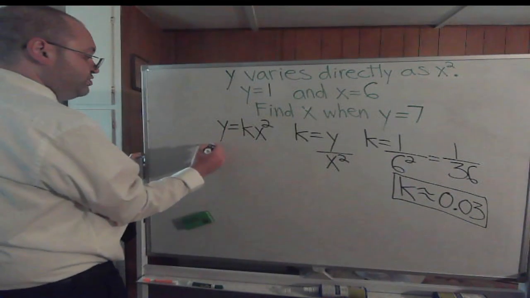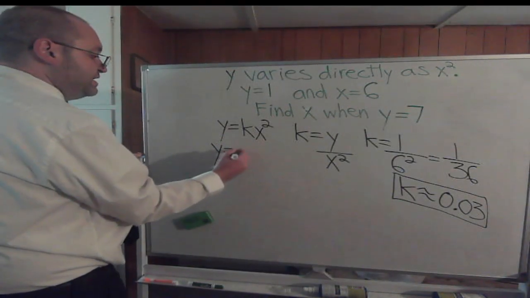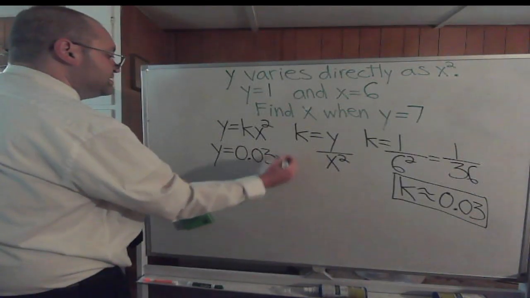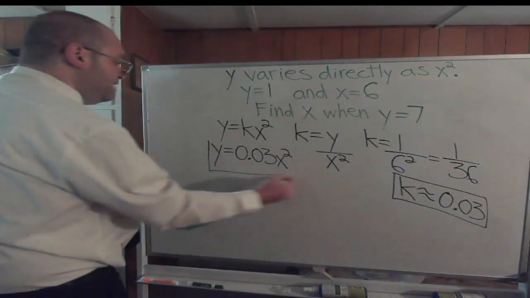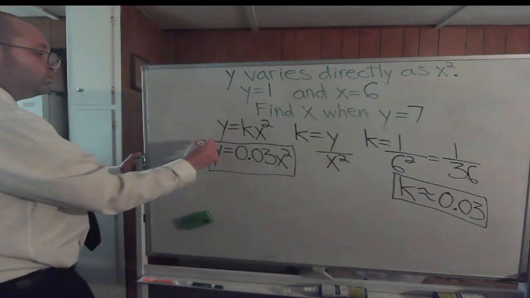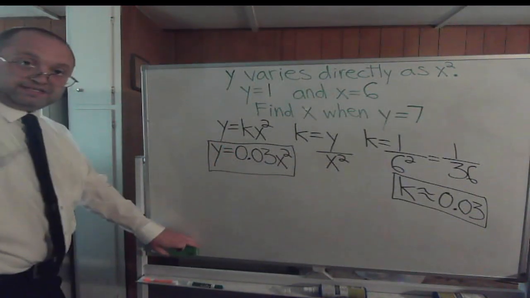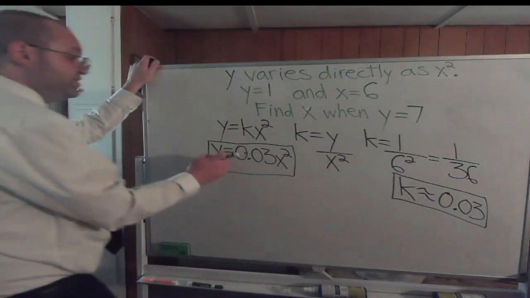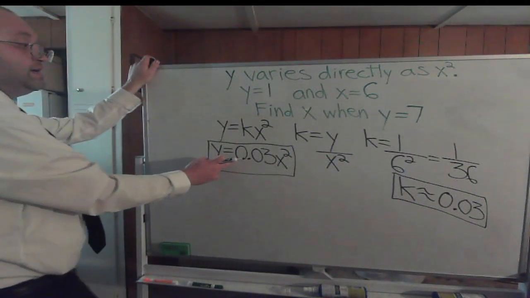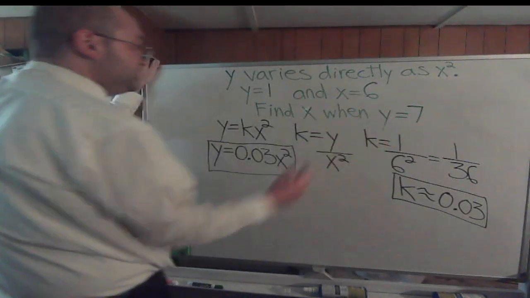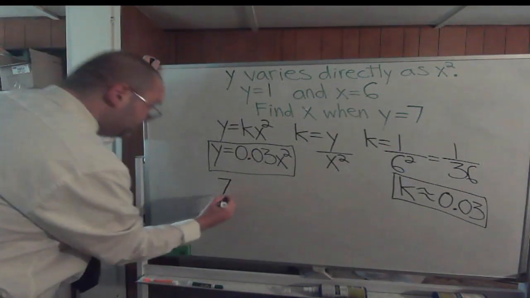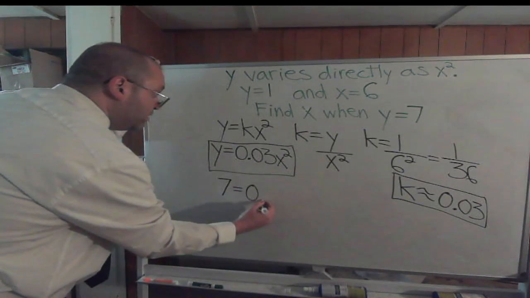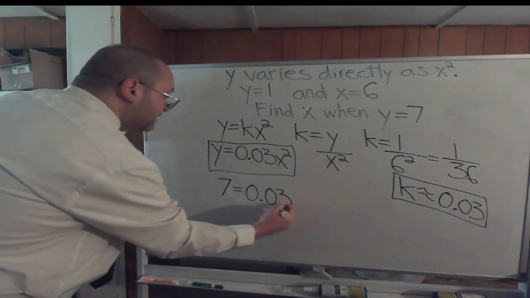Now you need to find your new equation. That's going to be y is equal to 0.03 x to the second. So that would be your equation of direct variation, y equals 0.03 x to the second. So now we found our constant of variation, we found the equation of direct variation. Now we got to find x when y equals 7. So again, we're given the y value of 7. That's going to equal 0.03 x squared.